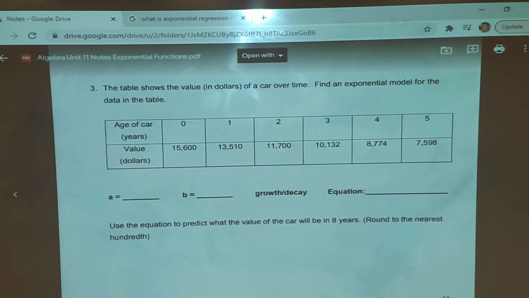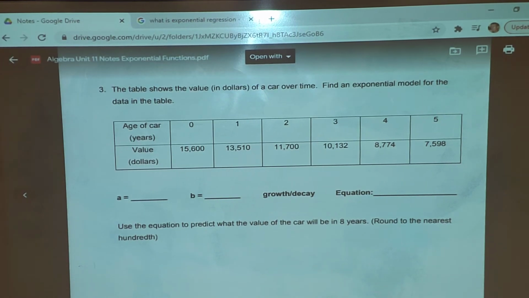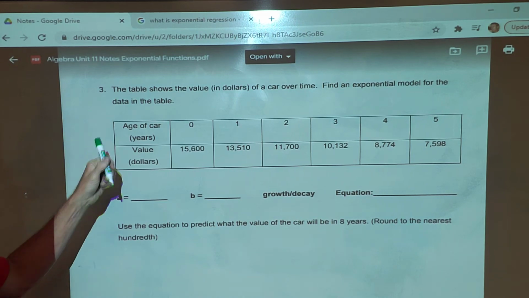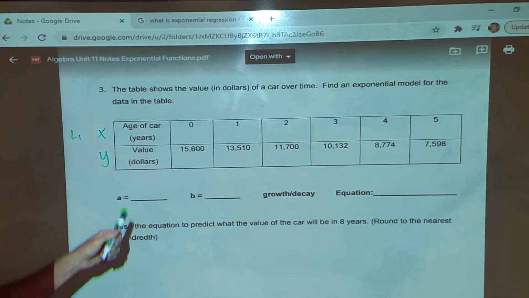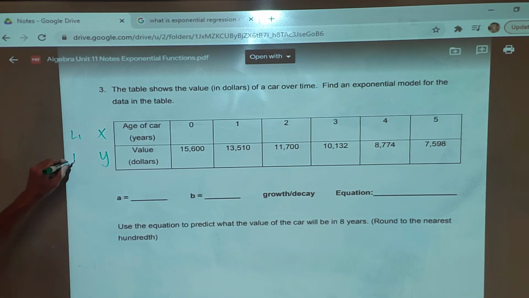All right, problem 3, last problem, says the table shows the value in dollars of a car over time. Find the exponential model for the data in the table. So again, our x values, we will enter into L1. The value in dollars will be the y values, which will go in L2. So again, we'll do this fairly rapidly. If you need to pause to enter your points, do that.